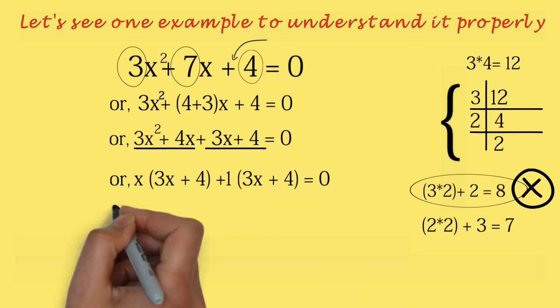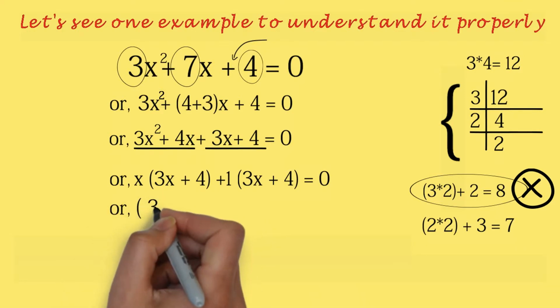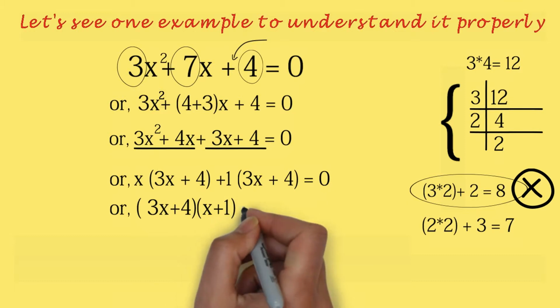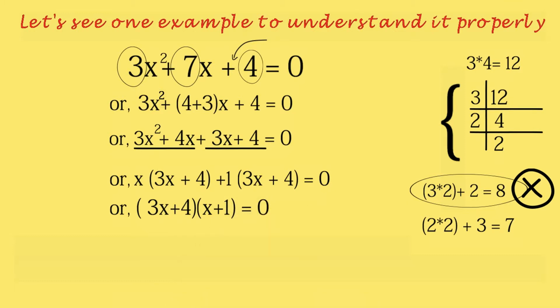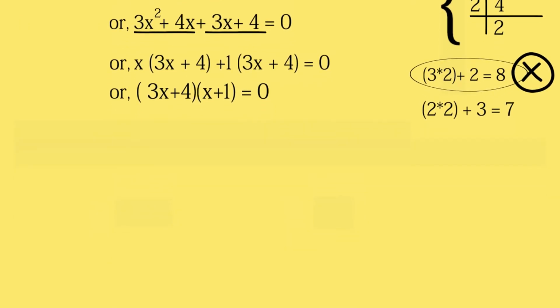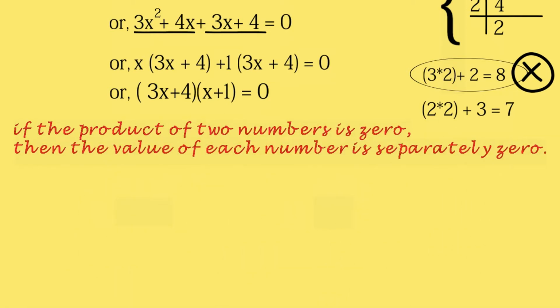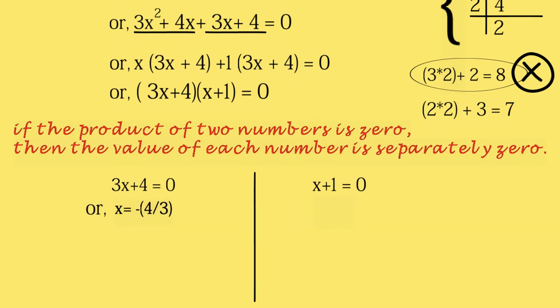Step 9. First of all, write the common factor, which is 3x plus 4, in this case. Now write the other two things in the multiplication form like this. Step 10. Now remember one line, friends. If the product of two numbers is 0, then the value of each number is separately 0. Now write the factors like this, and solve them as I am showing. So, we got our answer. The two values of x are -4/3 and -1.